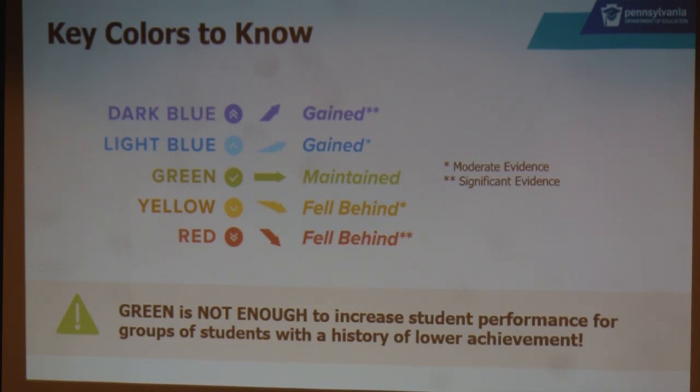Think about what that means. They're coming in low achieving, we're maintaining. We don't want to maintain low achievement. So we always say, if you're seeing green, think about who those students are. If they're low achieving students, it's not going to be enough. We need to get the blues with those students, okay?